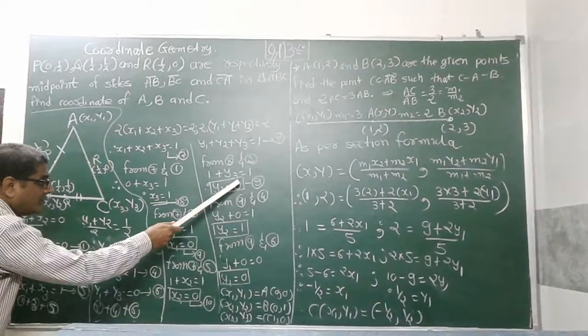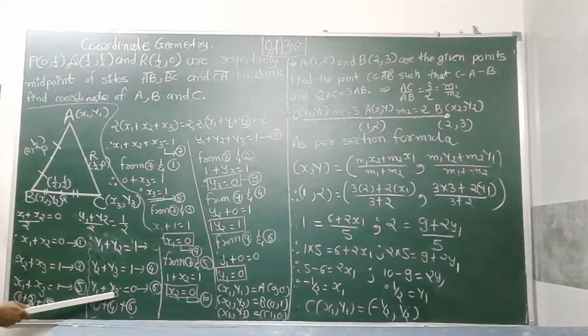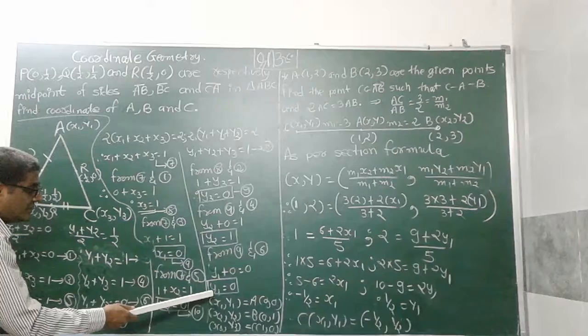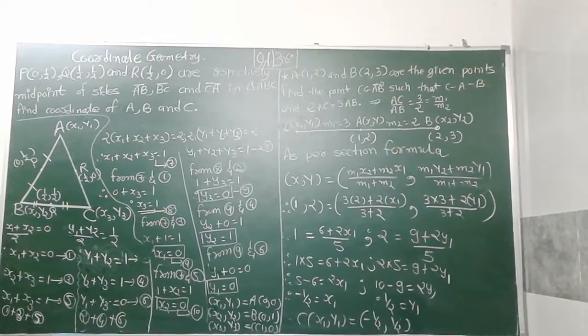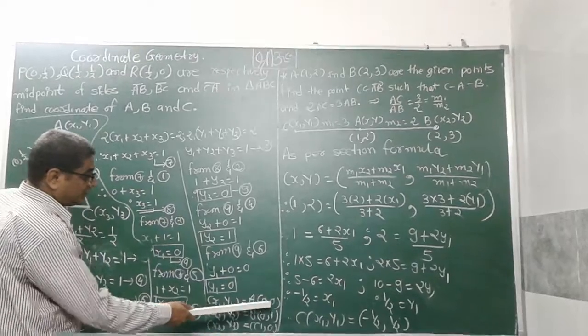Again from equation number 9, y2 is equal to 0, and equation number 6, y1 + y3 is equal to 0. So y1 is equal to 0 plus 0, y1 is equal to 0. Hence the coordinate of A, (x1, y1), is equal to (0, 0).